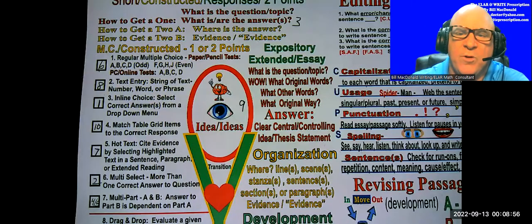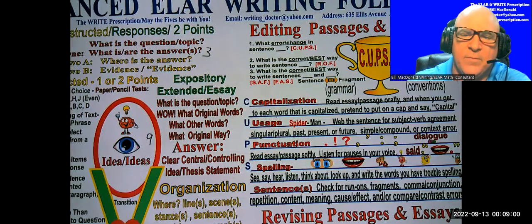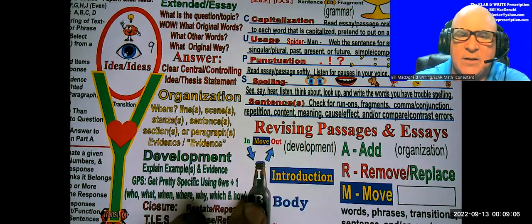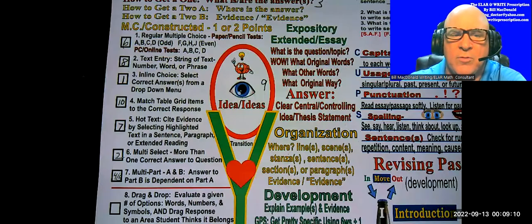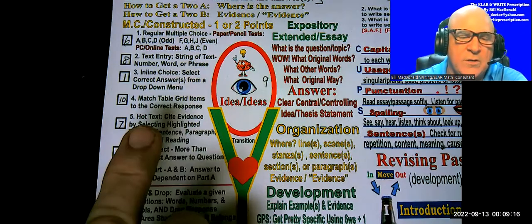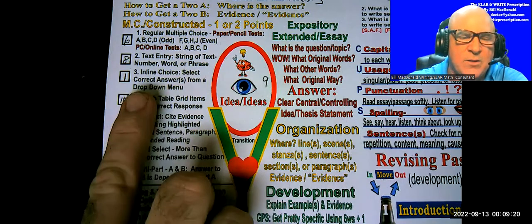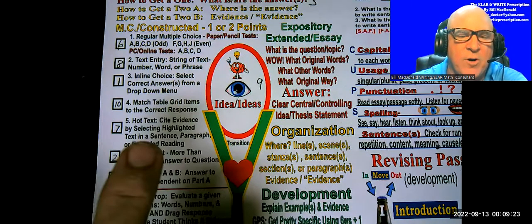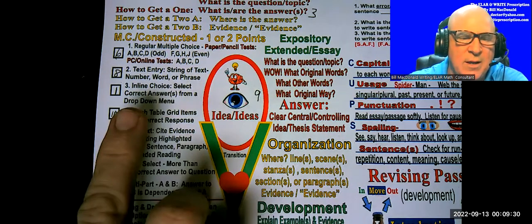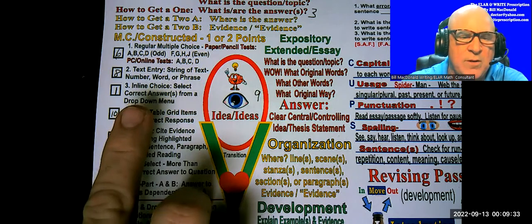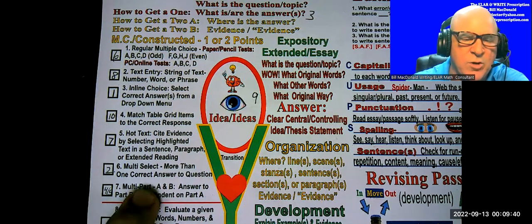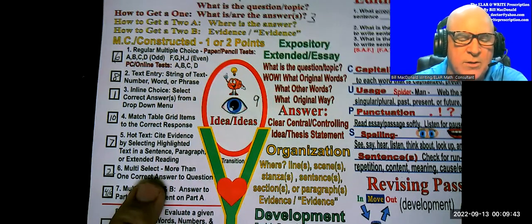So let me first show you my folder. We've already done part 1 editing, fixing the conventions, part 2 revising, fixing the content, and now we're on part 3 constructed response. And so what I went ahead and did for you was showed you in advance each question number that we're going to look at for a poem, and so you can see what kind of question. The first question we're going to see is called an inline choice with a drop-down menu. The second question will be multi-select, where there's more than one correct answer to a question, and that will be worth always 2 points.